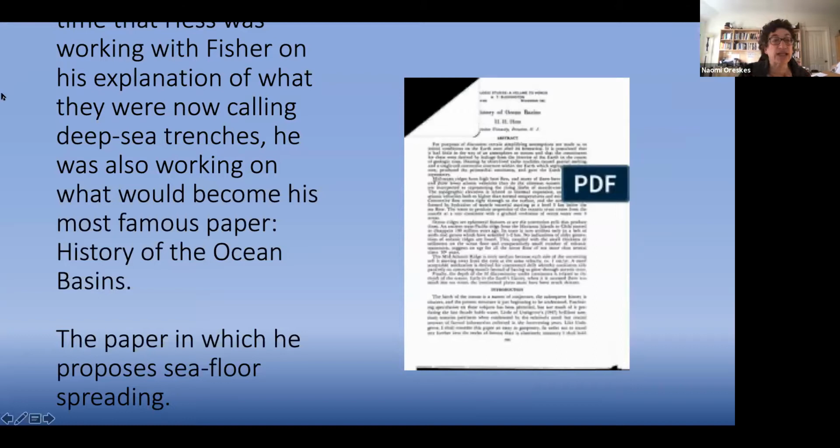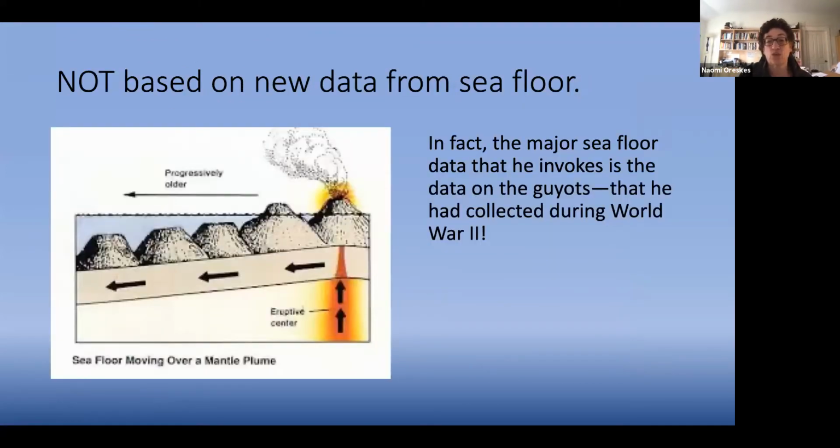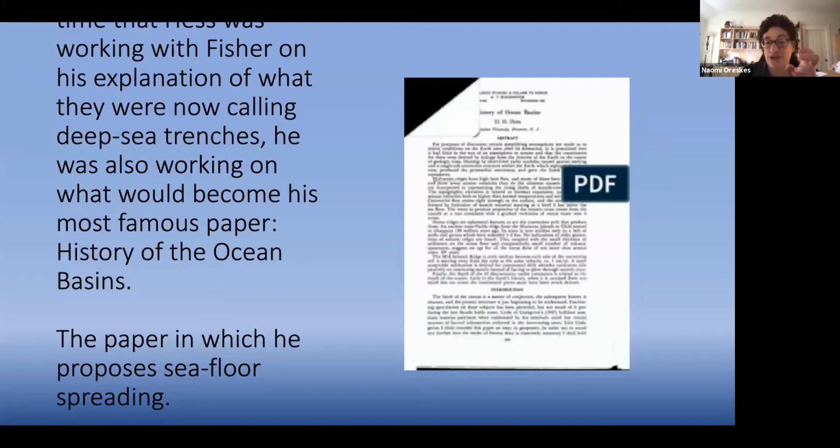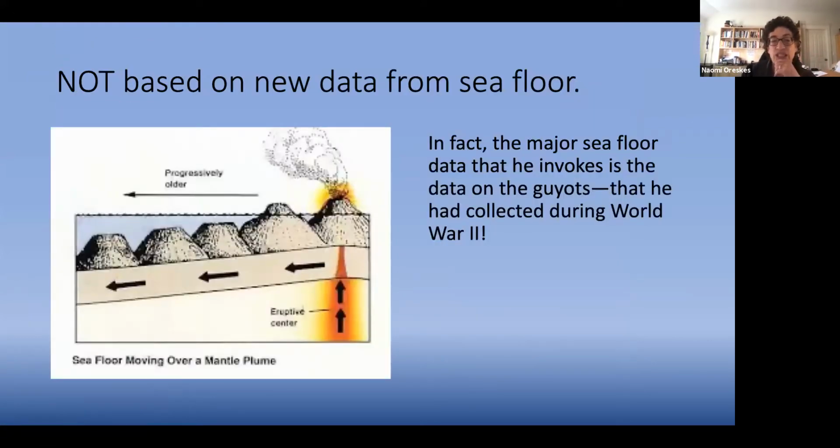Sorry, there's something wrong with the slide, it's a bit cut off, but it's at the same time that Hess then writes the paper for which he would become most famous, the paper on the history of ocean basins, in which he proposes the theory of seafloor spreading. But if we ask the question, well, what inspires him to write this paper? What new data is in it? Well, actually what we see is there's no new data.